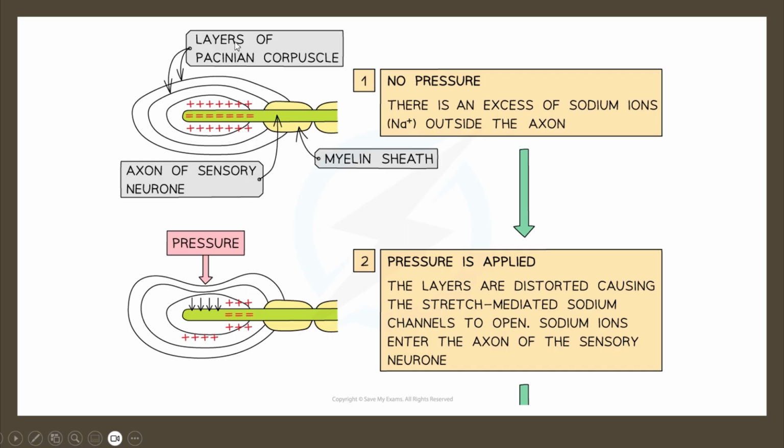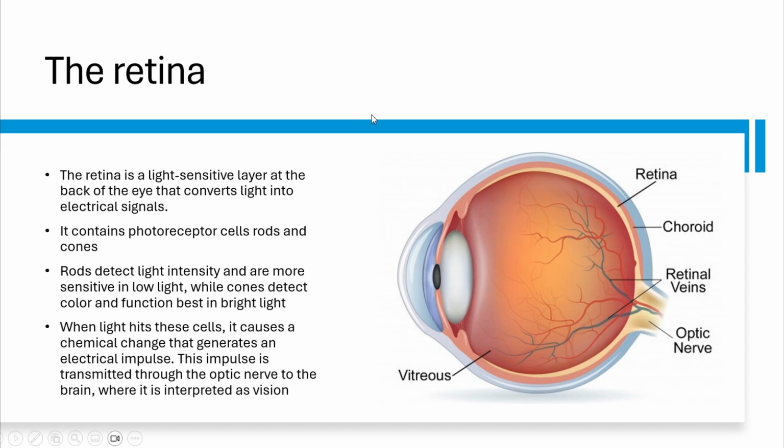So, as you see here, there are layers of the Pacinian corpuscle, and there's the axon of the sensory neuron. When there's no pressure, there's an excess of sodium ions outside the axon. When there's pressure, these sodium ions move into the axon, and it's going to create a potential. It's going to create a charge inside the axon, and a signal, a domino effect here.